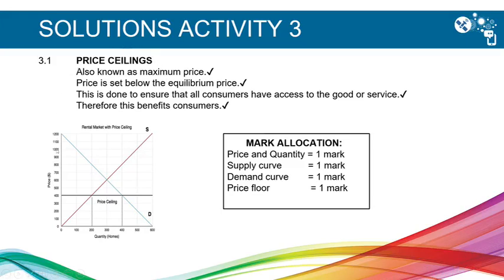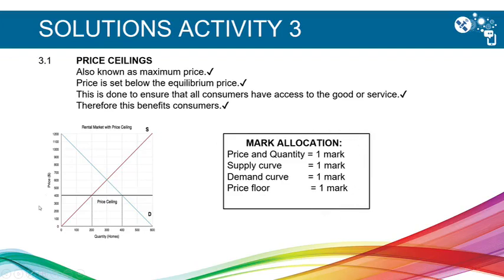You see there, you've drawn the graph. So I said there, also known as maximum price. The price is set below the equilibrium price. So there's my equilibrium. There I've drawn the price ceiling. This is done to ensure that all consumers have access to the good or service, and therefore this benefits the consumer. And there they've shown you how they will allocate the 4 marks for your graph.